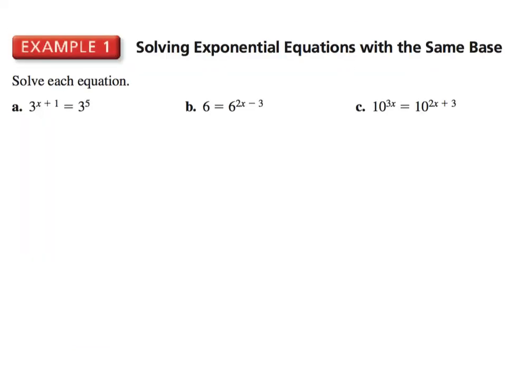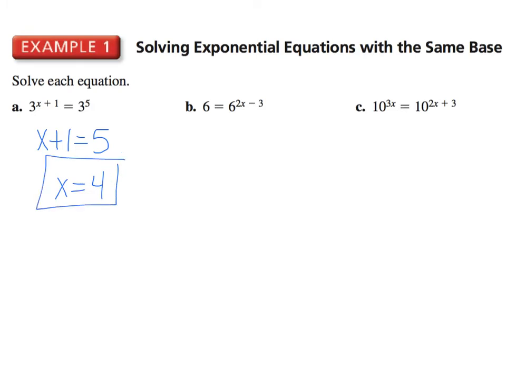So we're going to start with our first examples. These all have the same base. You'll notice that example 1, parts A, B, and C, all have the same base. So all you do is, if the bases are the same, then your exponents must be the same as well. So all you would do in A is set the exponents equal to each other. x plus 1 equals 5, and then you'd subtract 1 on both sides, so x equals 4.